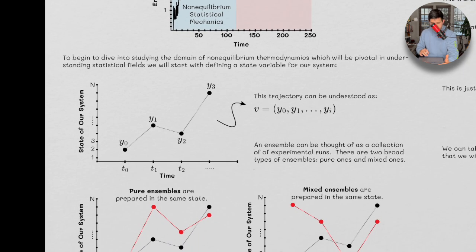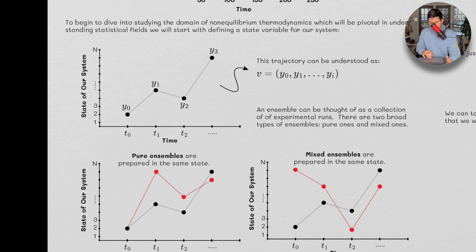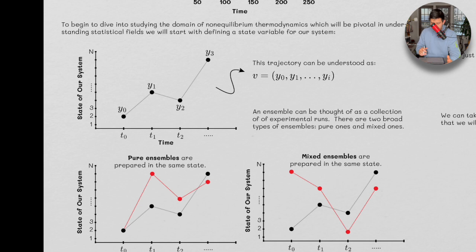So let's begin to dive into studying this domain of non-equilibrium thermodynamics, which will be pivotal in understanding statistical fields. We're going to start with defining a state variable for our system. The state of our system can be labeled like we do with pennies, for example. We label heads and tails. But if a system has many states, say n states, it's going to have a state labeled 1, state labeled 2, 3, 4. These are really just labels that we put on the states, okay?